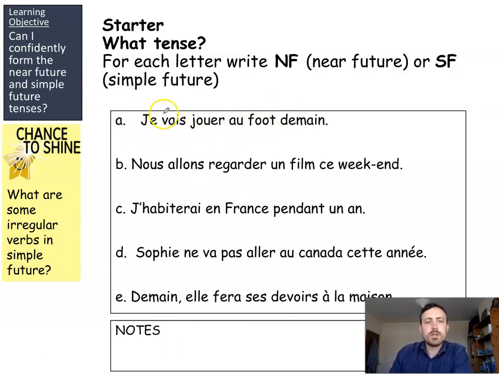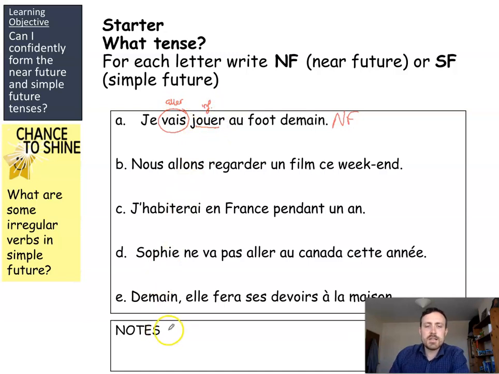So the first sentence is Je vais jouer au foot demain. This one's actually in the near future. The reason is what we're looking out for: that verb aller, the conjugated version of the verb aller. So vais comes from aller, and also here you've got an infinitive.